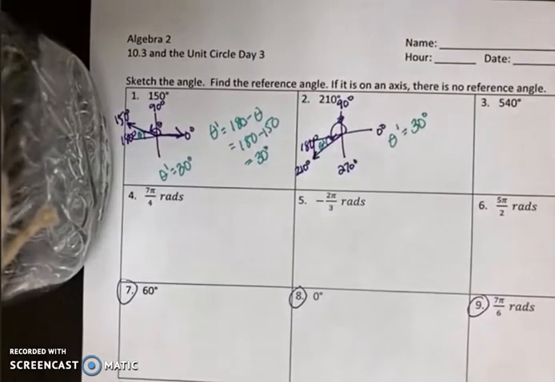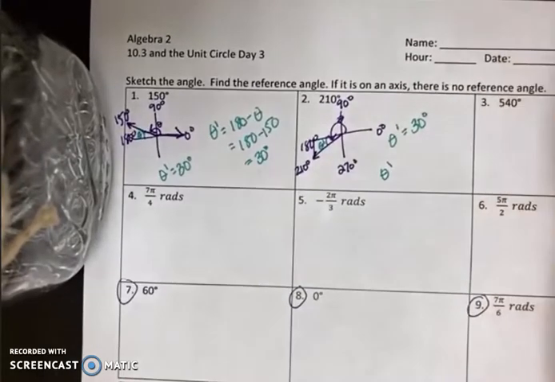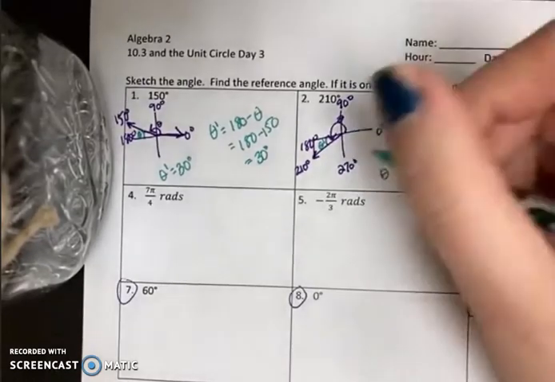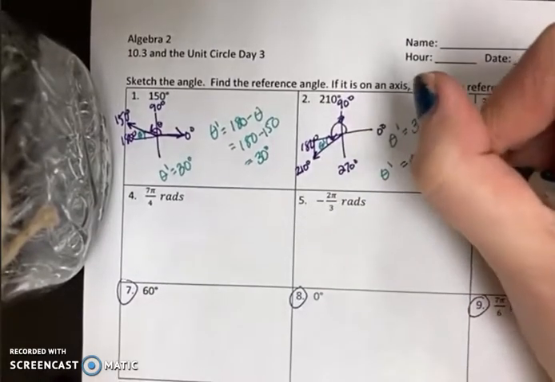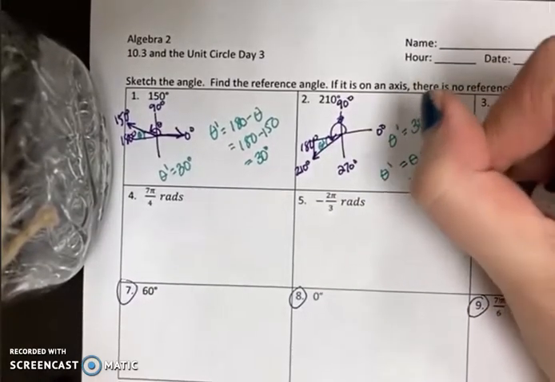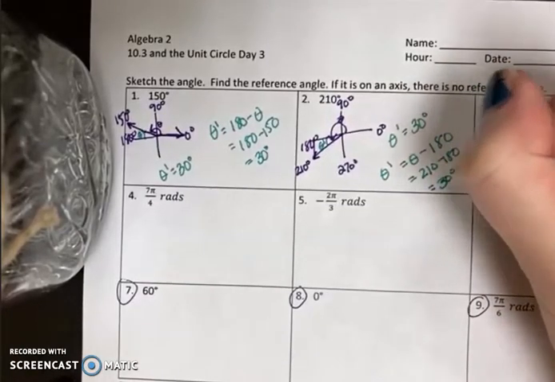So I could just write 30, or I could use the rules. Remember, if the theta is between 0 and 360, or 0 and 2 pi, we just use these rules. Quadrant 3 is theta minus 180. So 210 minus 180, hey, looky there, that's 30 degrees, like we said.